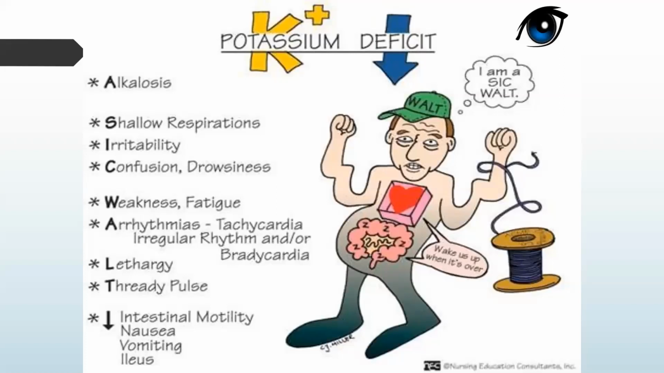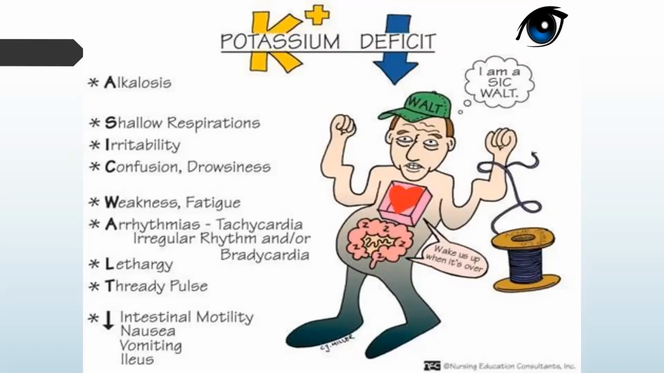Gastrointestinally, you're going to see decreased GI motility. Paralytic ileus is possible. You're going to see hypoactive to absent bowel sounds, nausea and vomiting, constipation, and abdominal distension. Cardiovascular, thready weak pulse, irregular pulse, weak peripheral pulses, and orthostatic hypotension, along with dysrhythmias.